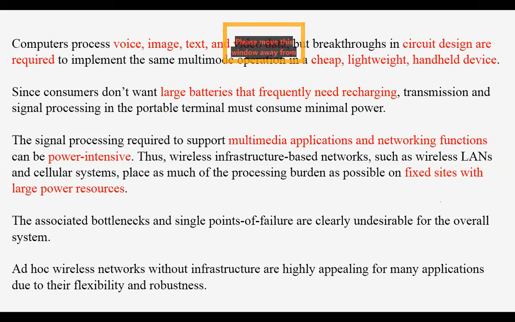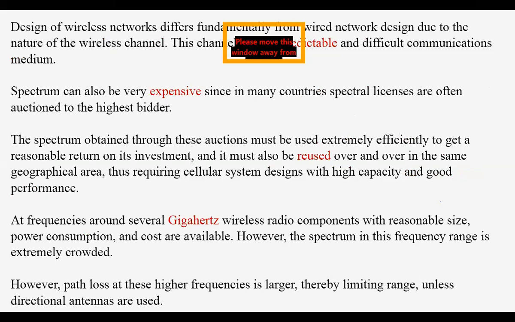The associated drawbacks are bottlenecks and a single point of failure. If the system fails at a specific location, or a particular block of the system fails, then definitely the overall system fails. Ad hoc wireless networks, without infrastructure, are highly appealing for many applications due to their flexibility and robustness. So ad hoc wireless networks are very important. These are very important points related to the design of wireless networks and spectrum allocation.